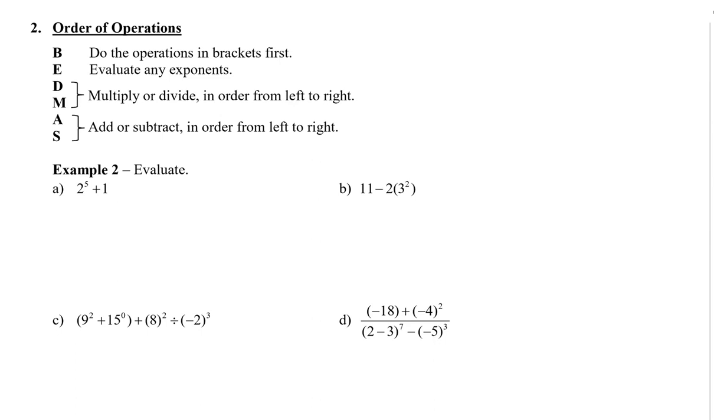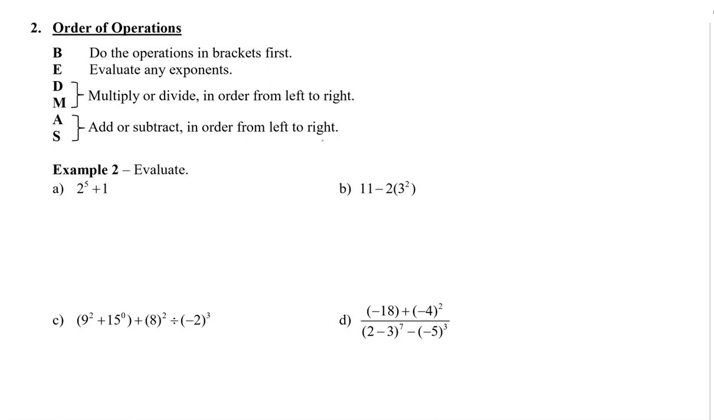The next letter is E, and that means to do exponents. And then we have D and M. So we multiply or divide in order from left to right. We could do multiplication first or division. And then that's similar to A and S, which stands for add or subtract. Again, in order from left to right. So let's take a look at some examples.